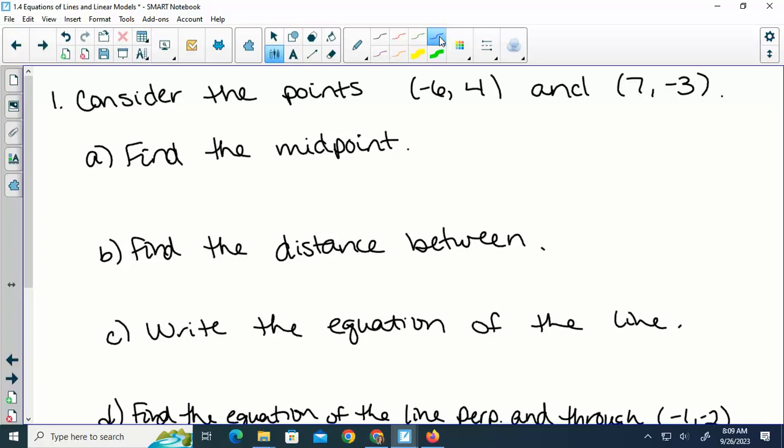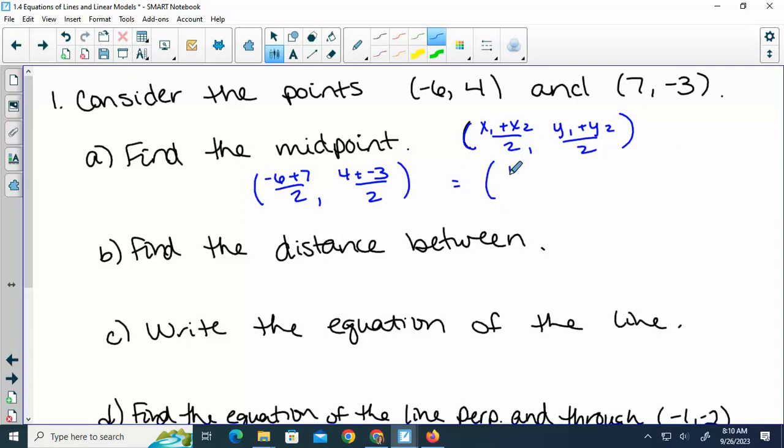In this chapter, we had those special formulas. So midpoint, remember, that was the middle of a line segment, so we found that by really just averaging. It was x1 plus x2 divided by 2, y1 plus y2 divided by 2. So if I do that, we have negative 6 plus 7 divided by 2, 4 plus negative 3 divided by 2, which gives us 1/2, 1/2 for the midpoint.